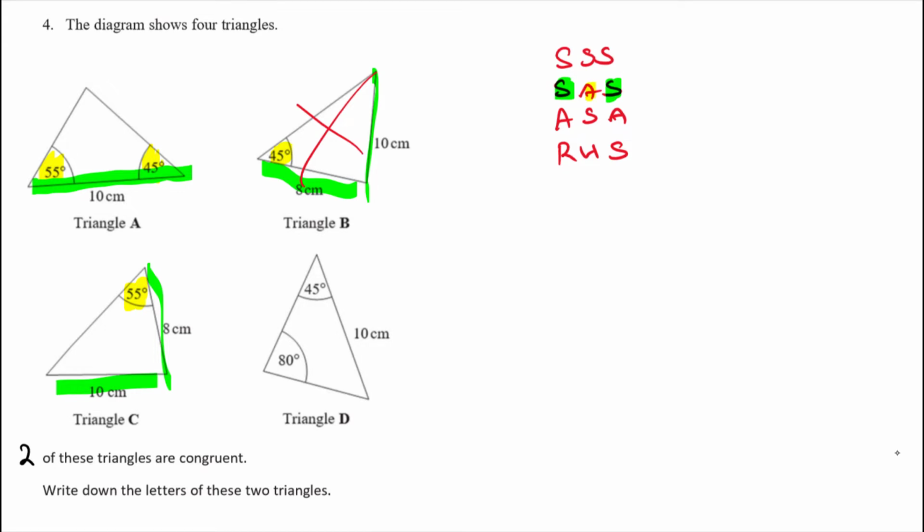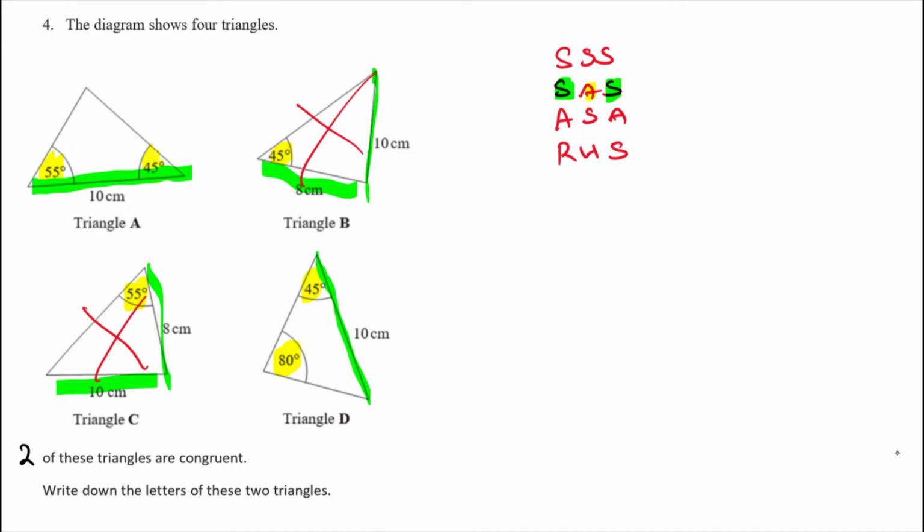So again, that one we can't use the test of congruency for. And then finally, I've got 80, 45, and 10. Now on first inspection, you might think, well, I've got 2 angles and a non-included side. So again, I can't really use ASA.